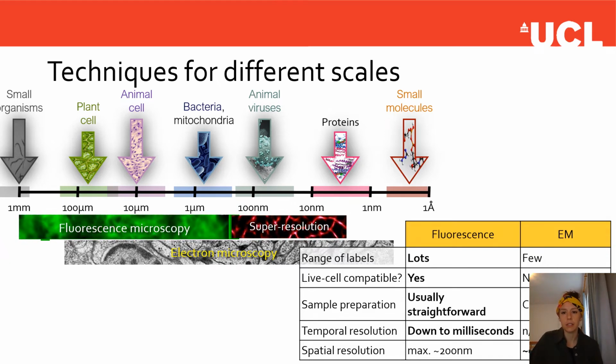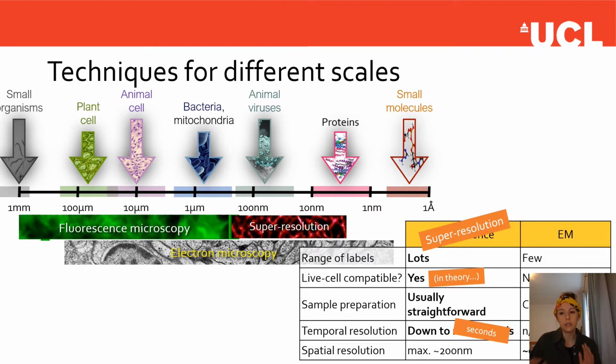So if we now have a look at this table and we replace this with super resolution, do we still have lots of labels we can use? Yeah. Is it live cell compatible? Yes, but in theory, and this is something that we'll come on to quite a bit throughout the next couple of talks. Sample preparation is still pretty straightforward, and the temporal resolution can suffer a bit, and of course we'll talk about why this is, but you can still get quite good temporal resolution in super resolution microscopy, down to kind of seconds maybe, which is still pretty good.